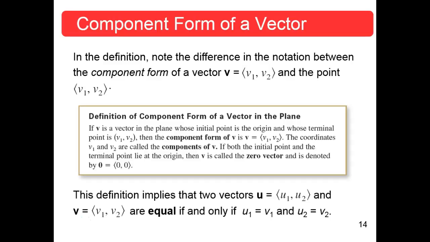In the definition, note the difference in the notation between the component form of a vector and the point. They've got this wrong. This should be parentheses here, not angle brackets.